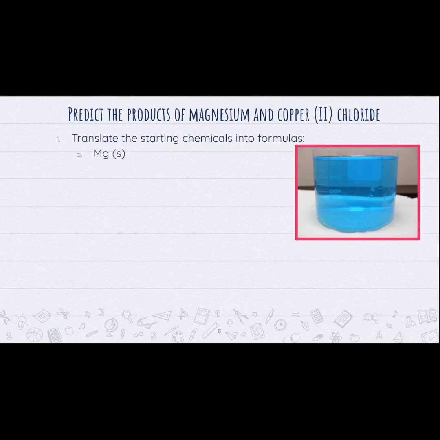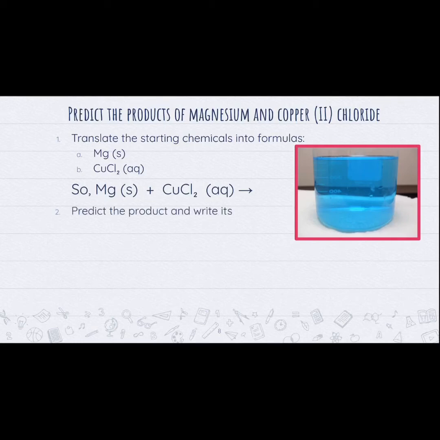I have magnesium, which is a solid at room temperature, and I have CuCl2. Because it's a solution, that means it's dissolved in water, so it would be aqueous. So Mg plus CuCl2. Predict the product. So first, it's helpful to know what kind of reaction this is to help predict your product. If I have one element and a compound on the left side, I already know that it's going to be a single replacement reaction, and the metals are basically going to switch places.